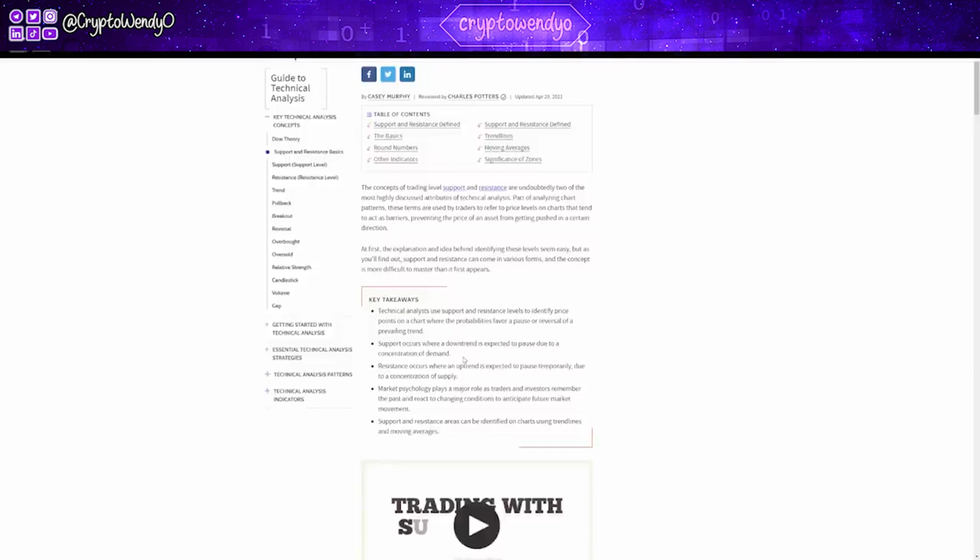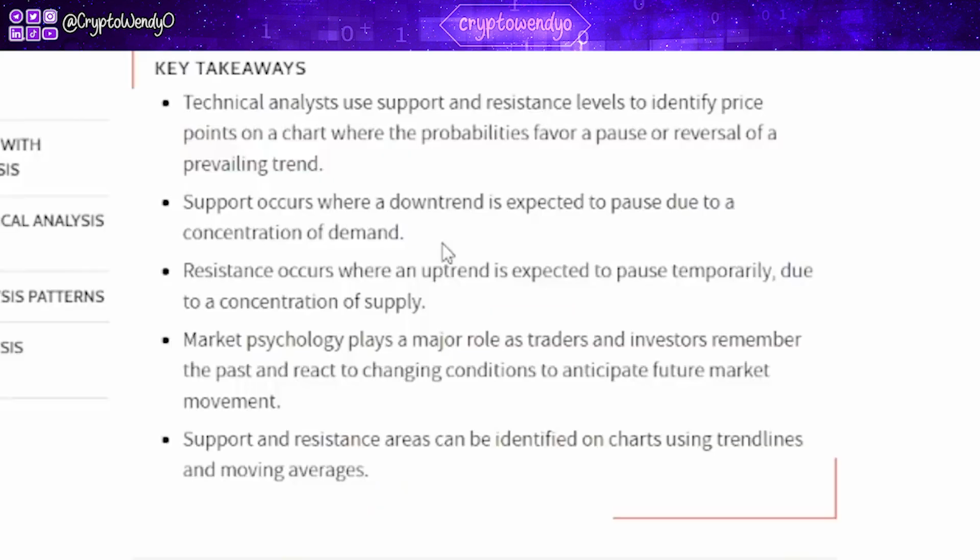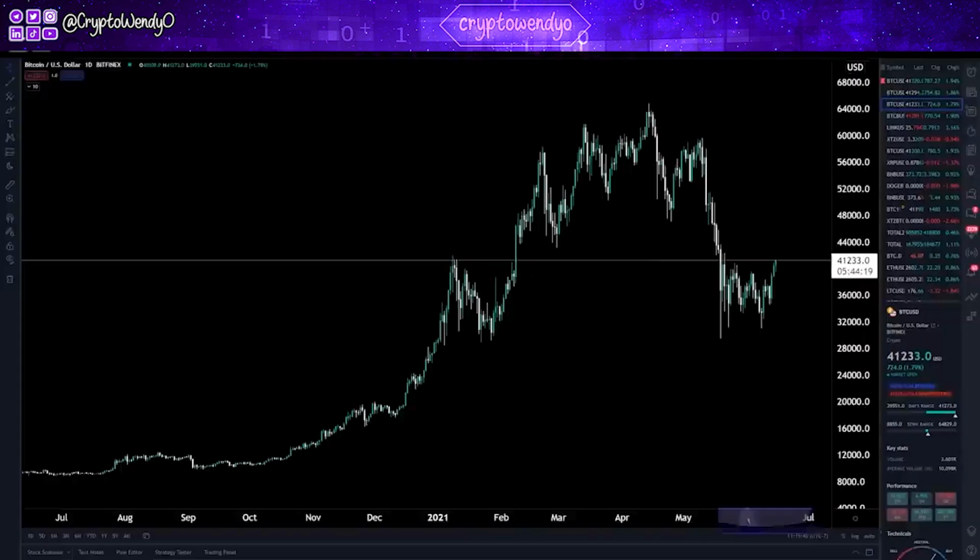When price is correcting, price will generally respond really well to support areas, and inversely, resistance occurs when an uptrend is expected to pause temporarily due to a concentration of supply. So basically, resistance is going to be a price ceiling. Once price hits this price ceiling, there could be a possible area of resistance. However, let's take a look at the chart so I can show you what this looks like.